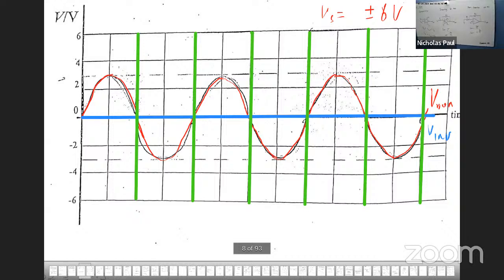So how will the output look? Like that? Right? This is bigger than this, so the output is high, on the positive side. That's okay?